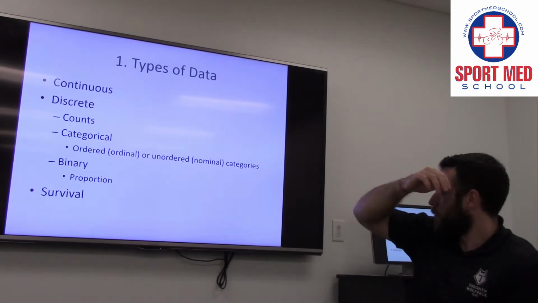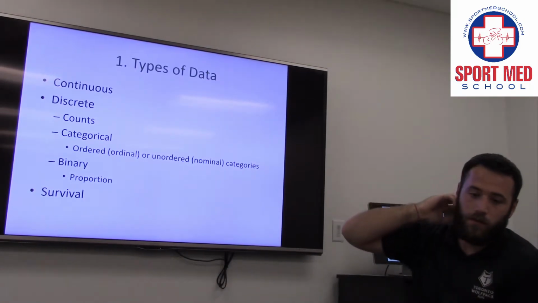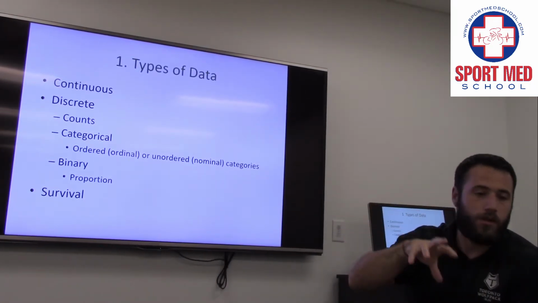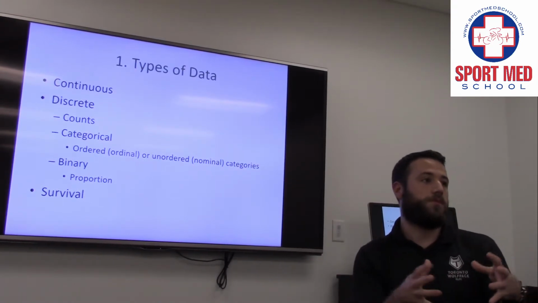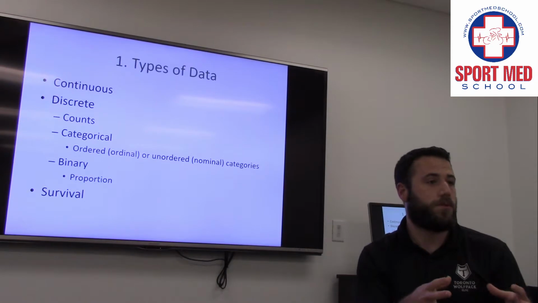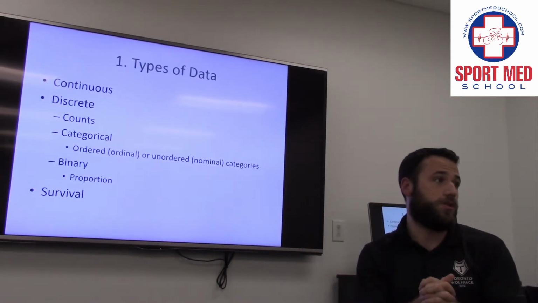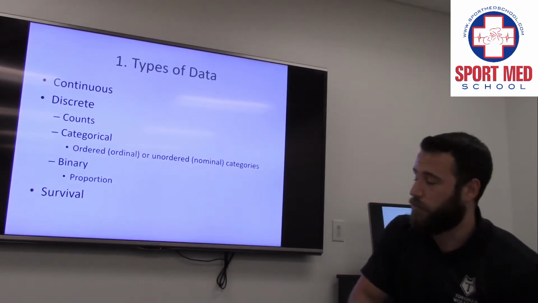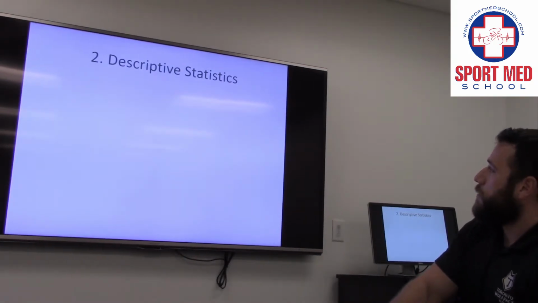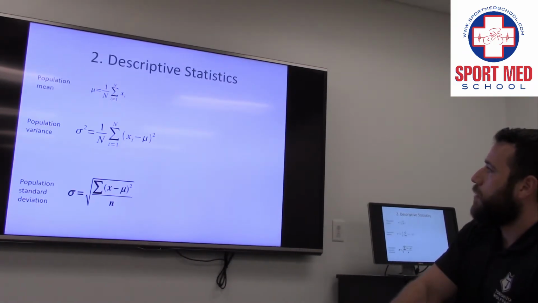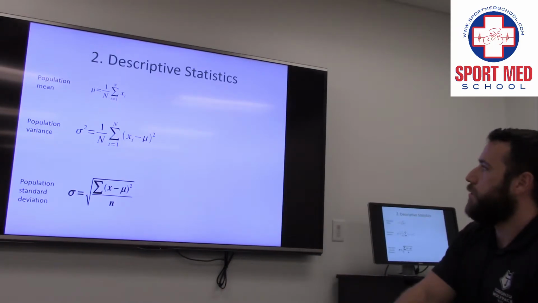And what's important about types of data is that if you know what type of data you're dealing with, you can really narrow down the type of statistical analysis or your options that you're going to use to provide inference from the data. So moving on to descriptive statistics, very, very basic concepts here. There are only 3 things: mean, variance, and standard deviation that we want to cover.